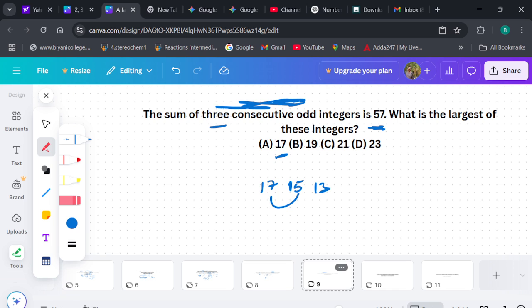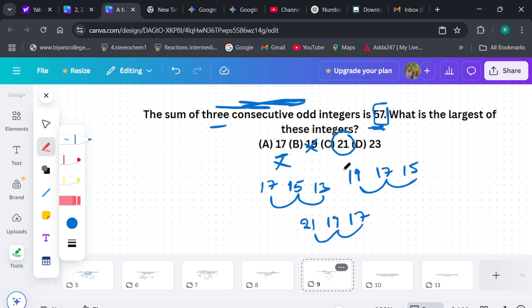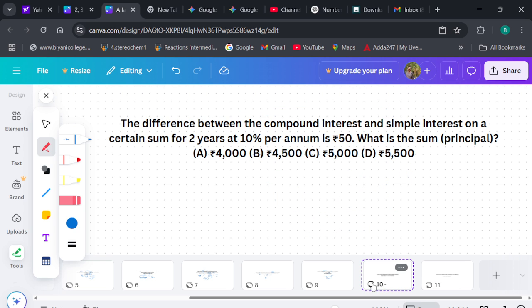7 plus 5 is 12. 12 plus 3 gives 5 as the unit digit. So this is not working. Okay, I need not solve everything. Now if I take 19, 17 and 15, 9 plus 7 is 16, 6 plus 5, 1. Here I need 7, so this is not working. Now 21, 19 and 17: 1 plus 9 is 10, 10 plus 7, 7. So this should be the answer. When I take 21 as the largest integer, then that is working. Okay, let me do one more question.